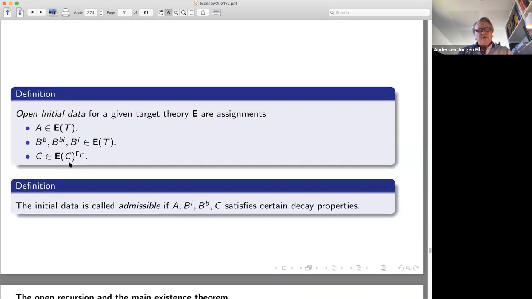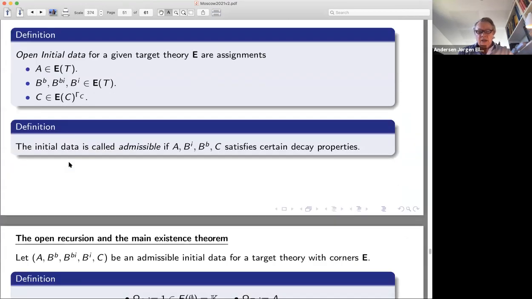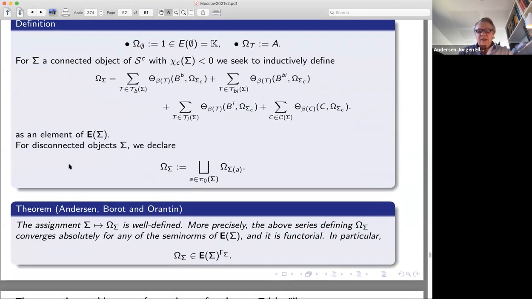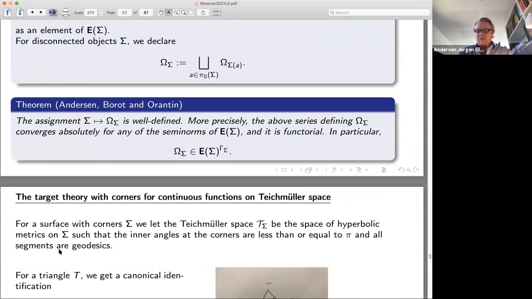Okay, and again, there are some admissibility conditions on this initial data. I will not address this right now, but I will just say that now we do exactly the same as we did before. And the theorem is that this gives you a well-defined theory, which again has absolute convergence and so on. Now the question: do we have nice examples of this?